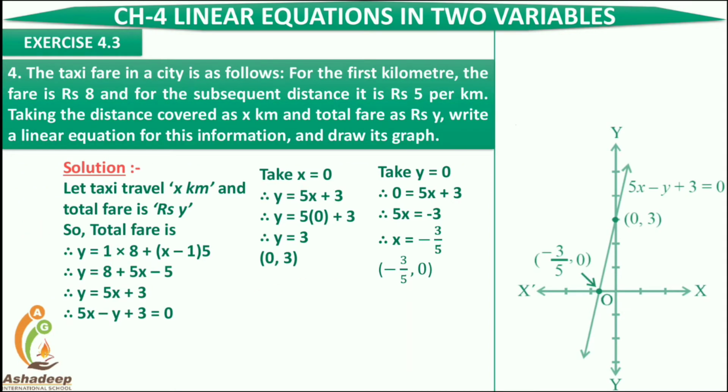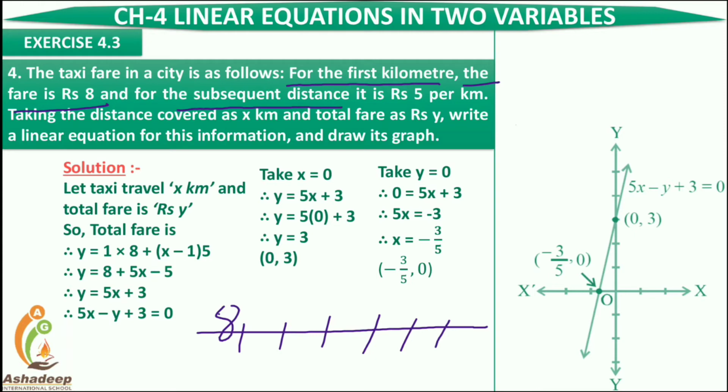Now question number 4. What does question number 4 say? A taxi fare in the city: for the first kilometer, the fare is rupees 8. If it travels this much distance, say 6 kilometers, then for the first kilometer he needs to pay rupees 8. And for the subsequent distance, he needs to pay 5 rupees for every kilometer, right?